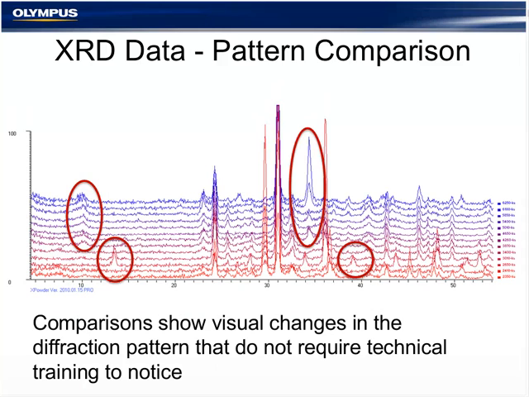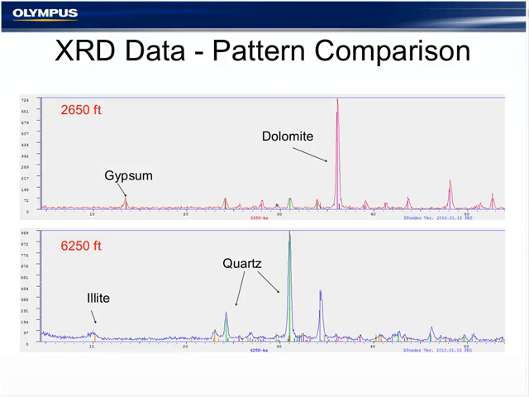Picking out two of the diffraction patterns from that waterfall plot, we can look more closely at certain depths to see the changes in mineralogy. Here, we can see the change in composition from 2,600 feet to 6,200 feet. The changes are labeled accordingly.